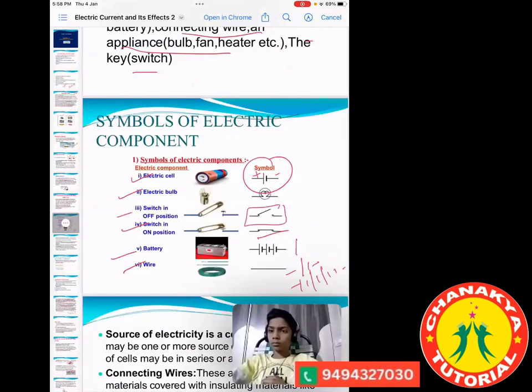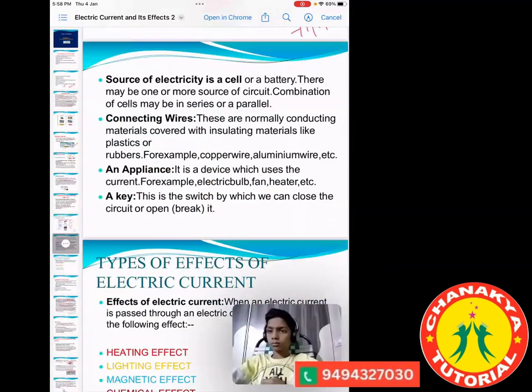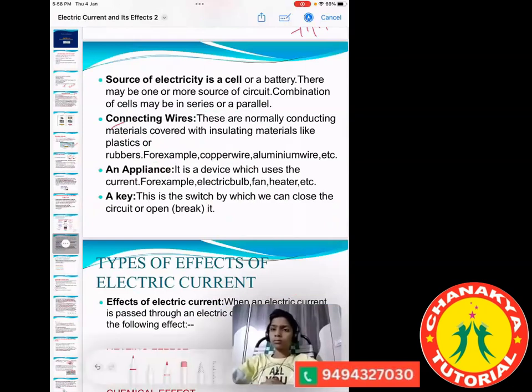Now, the source of electricity is a cell or a battery. So how will we get the source? In the form of a battery we will be getting it. Then there may be one or more sources in a circuit. So in one circuit we can add one cell, or we can add more than one cell. It depends upon whatever combination we want. Then connecting wires will be there.